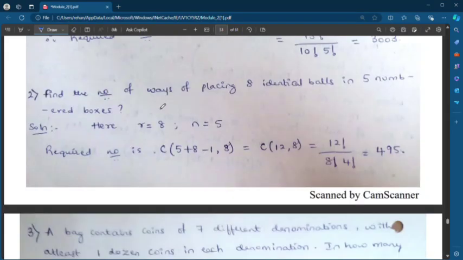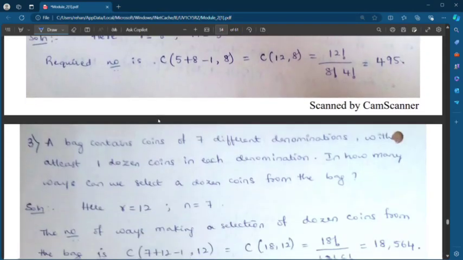Find the number of ways of placing 8 identical balls in 5 numbered boxes. R is 8, n is 5. There are 5 boxes which are numbered. So the required number is C of 5 plus 8 minus 1 comma 8. Understood? Very simple, right? So C of 12 comma 8, which is 12 C 8. Get the answer.